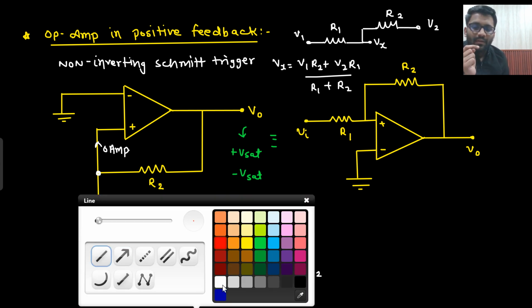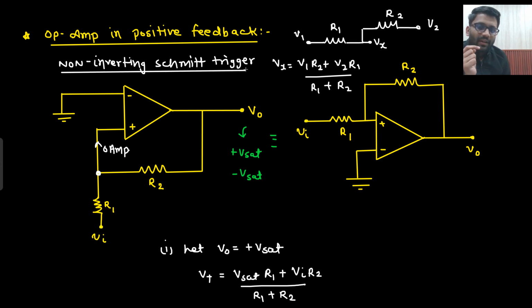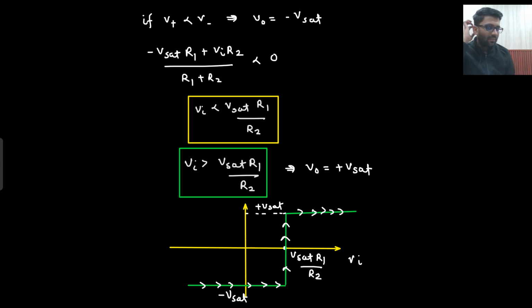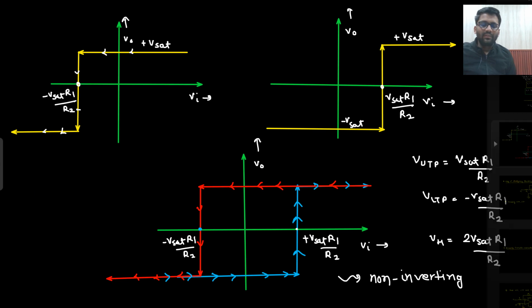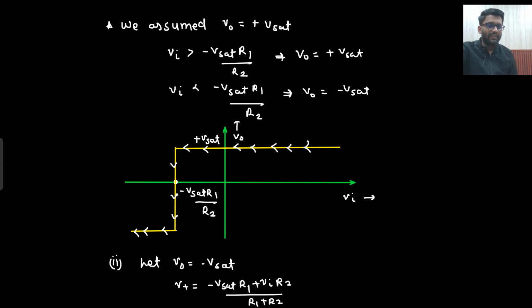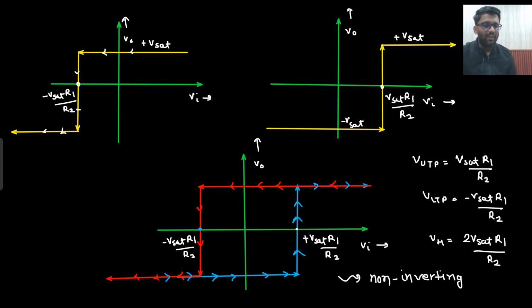Okay. So what is a non-inverting Schmitt trigger? Let me show you with the circuit, with the block diagram. In the examination you will not have to do this much analysis to get to the final answer. I will tell you a shortcut as well, but first we need to understand the concept.